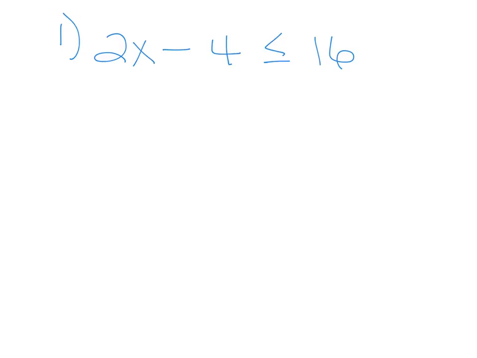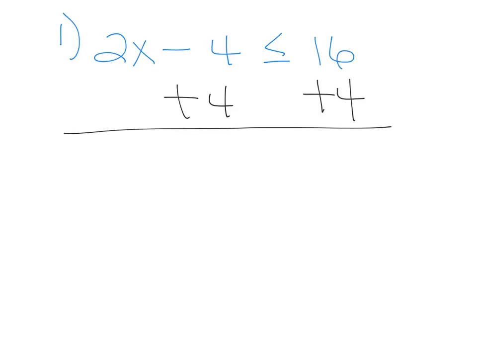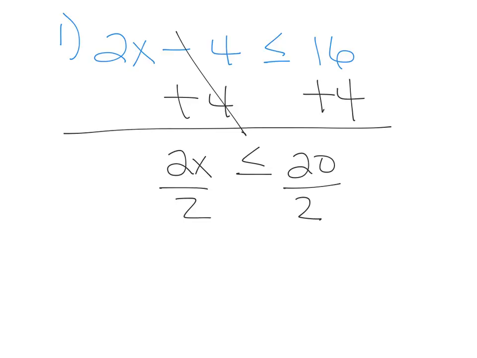Now you're going to treat this just like you would an equation. So what would be the first step we would do? We would add 4 to both sides. And then we would end up with 2x is less than or equal to 20. Divide both sides by 2. And x is less than or equal to 10.